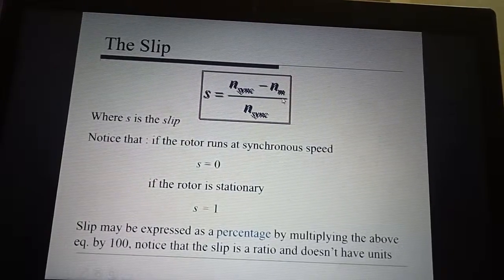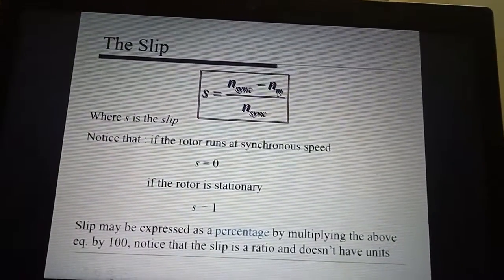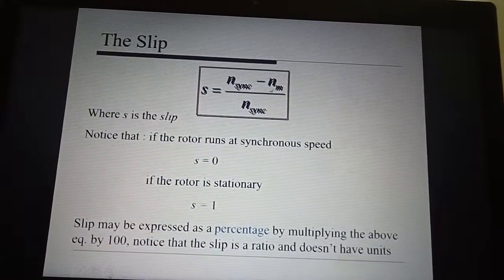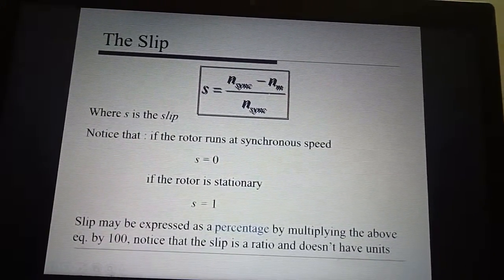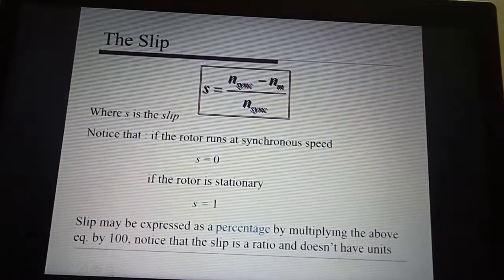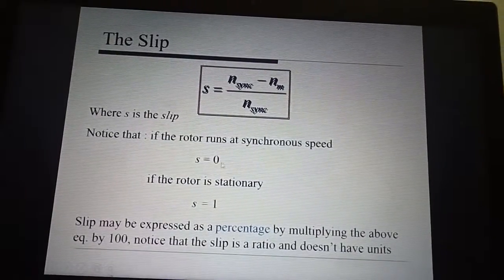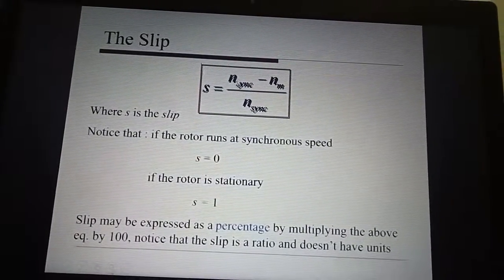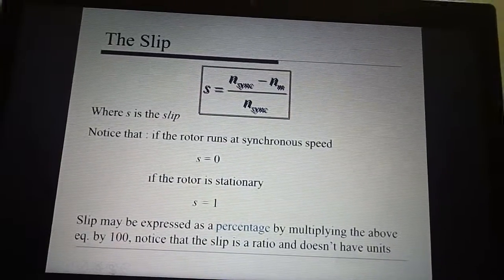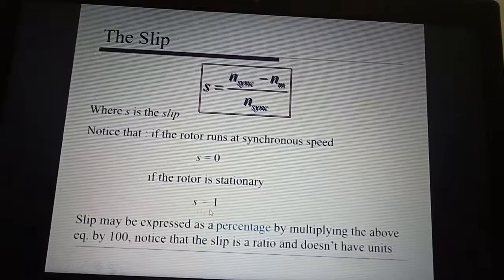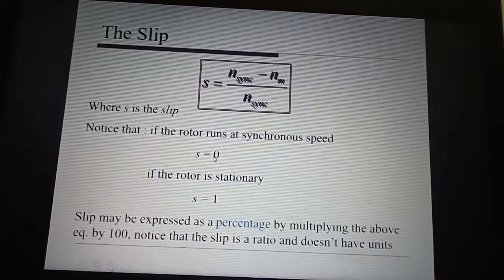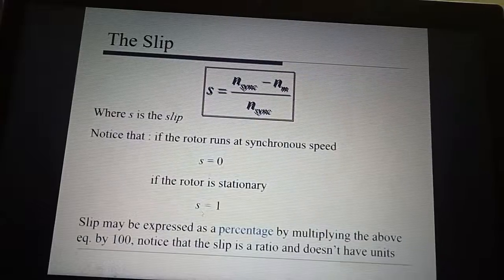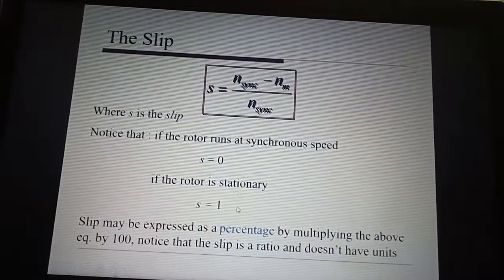Remember, n varies from 0 to ns only. N equal to 0 means the rotor is not rotating. N equal to ns means the rotor speed attains the synchronous speed. These are the two extreme values of n. If n equals ns, then slip equals 0. If the rotor runs at synchronous speed, s equals 0. If n equals 0, s equals ns by ns, so s equals 1. If the rotor is stationary, s equals 1. So slip varies from 0 to 1 as n varies from ns to 0. Understood?